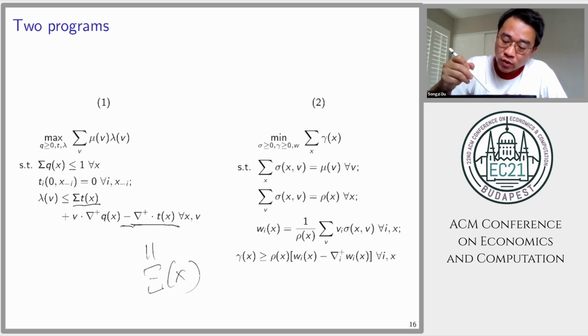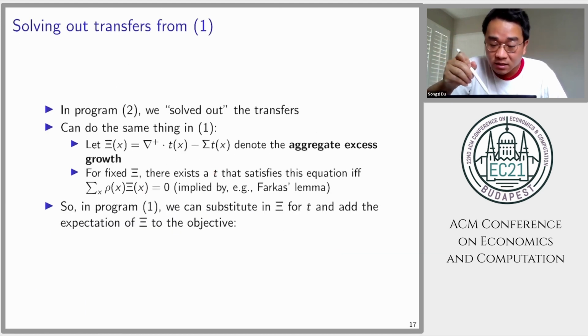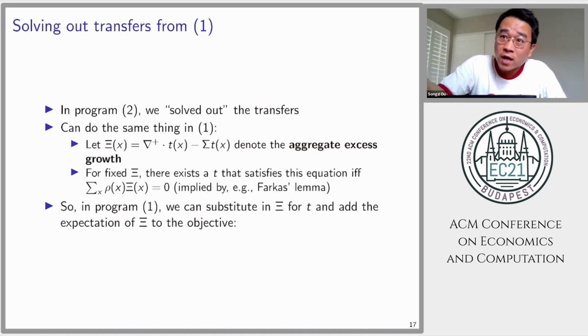So if we redefine this to be psi, there is a constraint, which turns out to be just that psi has expected value equal to 0 according to the censored geometric distribution. Then we can always find transfers. We call psi the aggregate excess growth for the transfer, because it is the difference between the derivative and the transfer function, the actual value of the transfer function.